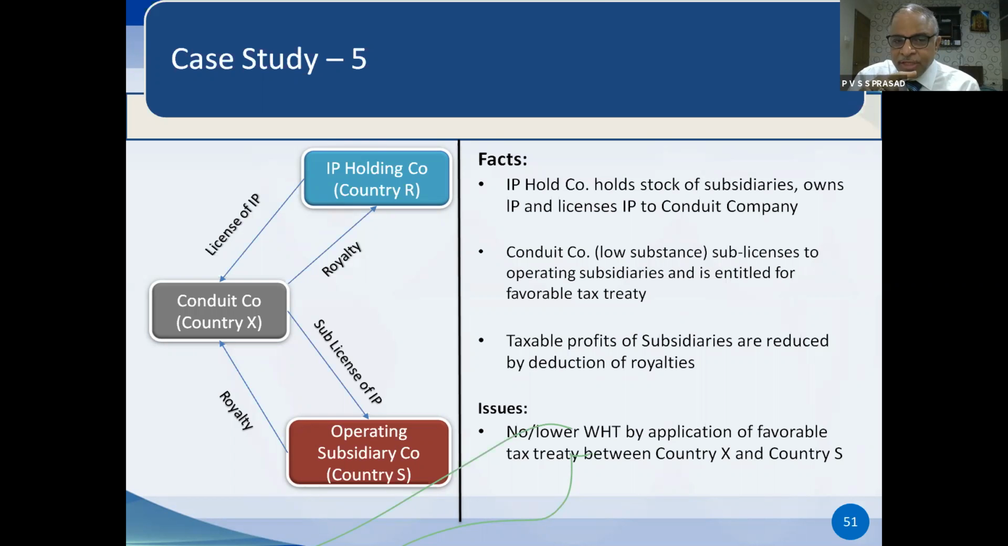The treaty between country X and country S says that there would not be any withholding tax on the royalty that would be paid for the license they take. So this restructuring has only one purpose or object, to avoid tax, which can come under the scanner of the principal purpose test of the MLI, and then this can be recharacterized and the benefit can be denied.